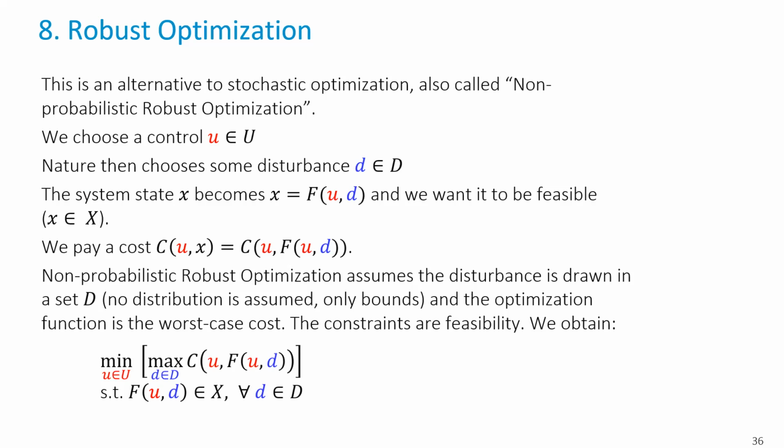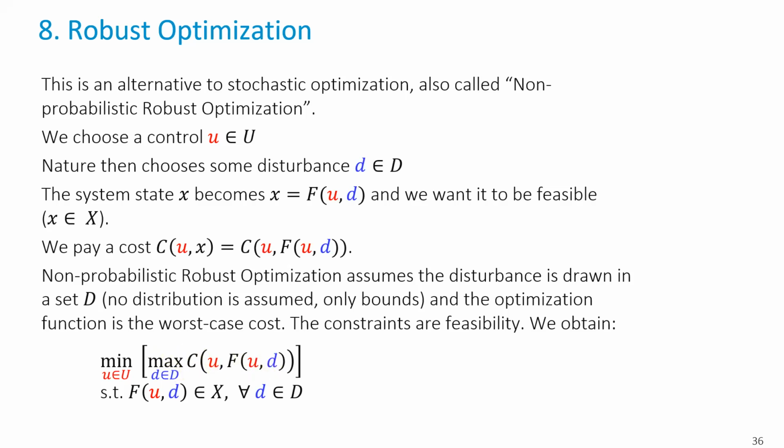So robust optimization assumes the same framework. We choose a control. Nature chooses some disturbance. The system state becomes the result of our control, which we choose first, and the disturbance, which is chosen after the fact, and we pay a cost here. But here the only thing we assume about the disturbance is that we know an uncertainty set, but we don't need a distribution, because in that case the cost that we take is simply the worst case cost. So robust optimization means two things. First, the disturbance is assumed to be within a deterministic set. And second, we replace the average cost by the worst case cost here.